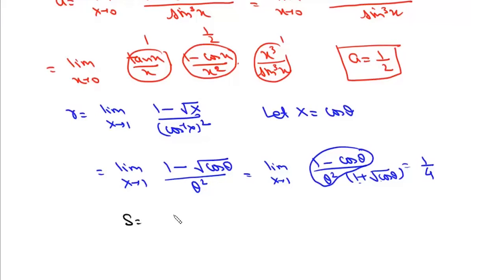So once we have a and r, we can find the sum of this infinite GP. Sum of this infinite GP will be a upon 1 minus r. Value of a is 1 by 2 and value of r is 1 by 4. So this value will be simply 2 by 3, and that is the answer to this question.